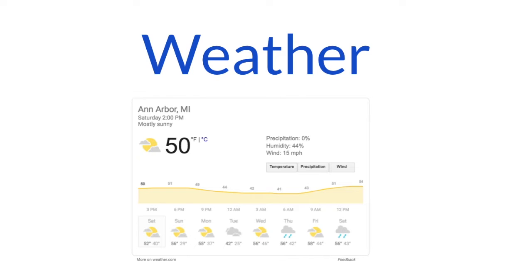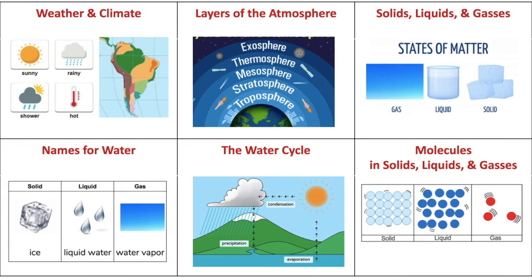Welcome back to our weather unit. Last week, we reviewed important information you'll need for our new weather unit, including the difference between weather and climate, layers of the atmosphere, the difference between a solid, liquid, and gas, what we call water when it's a solid, liquid, and gas, the water cycle, and how molecules move in solids, liquids, and gases.